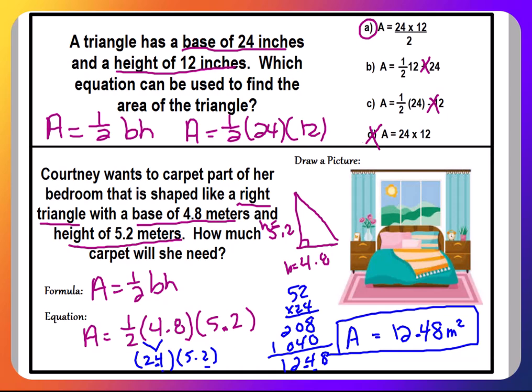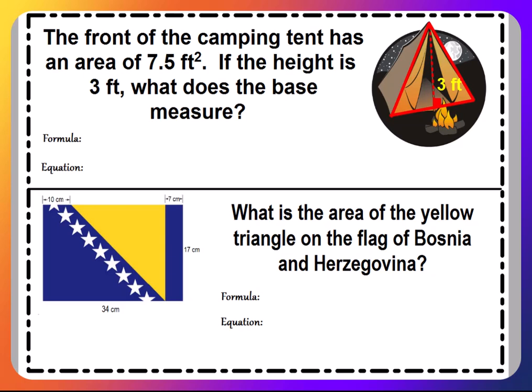If you did, great job. If you didn't, I did show my math work. Take a look, see where you made your mistake, and then let's move on to the next problem. Okay, the front of the camping tent has an area of 7.5 feet squared. If the height is 3 feet, what does the base measure?